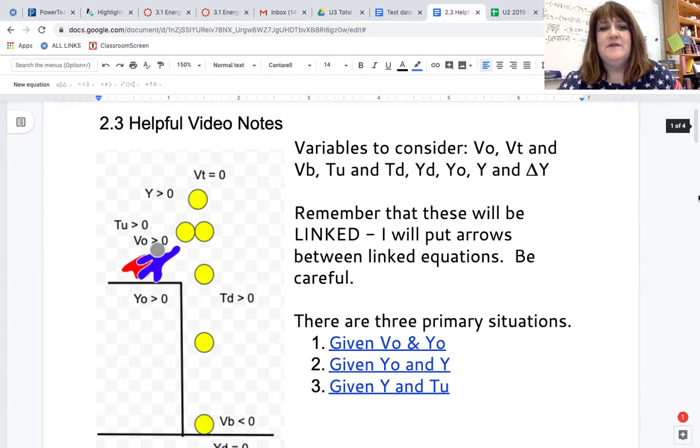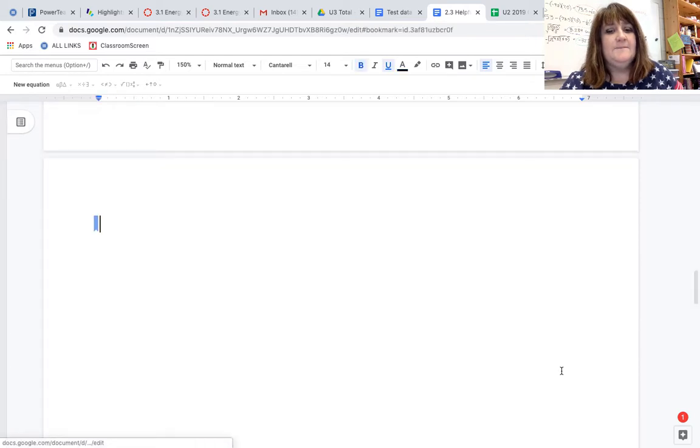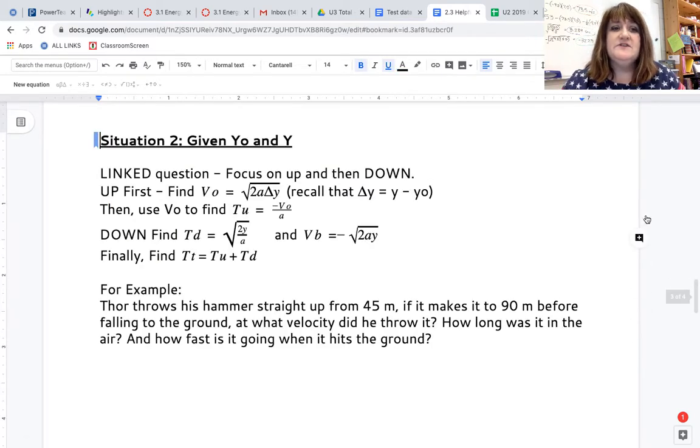This is another helpful video for throwing objects up from a height. So remember, you have 10 variables to consider, a lot of these are linked, and you have three primary situations. We're going to talk about the second situation today, which is given y naught and y. So here's your situation.